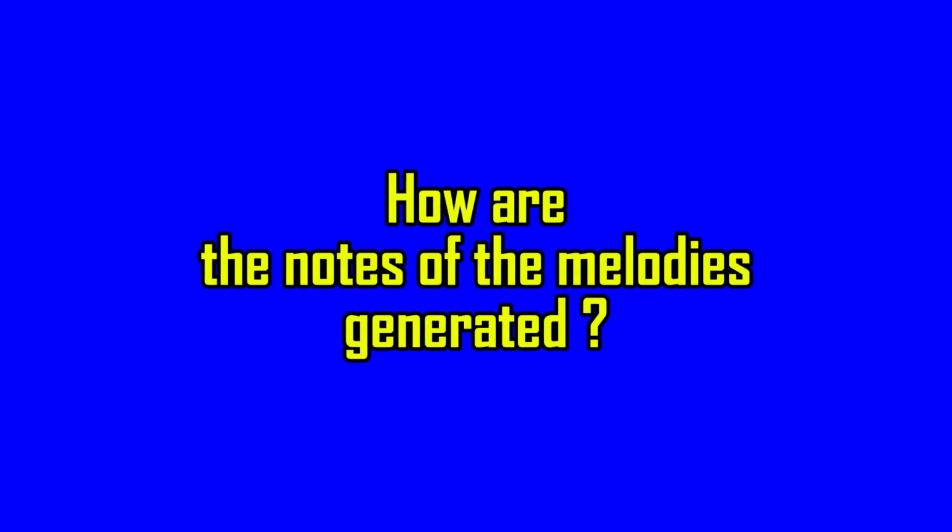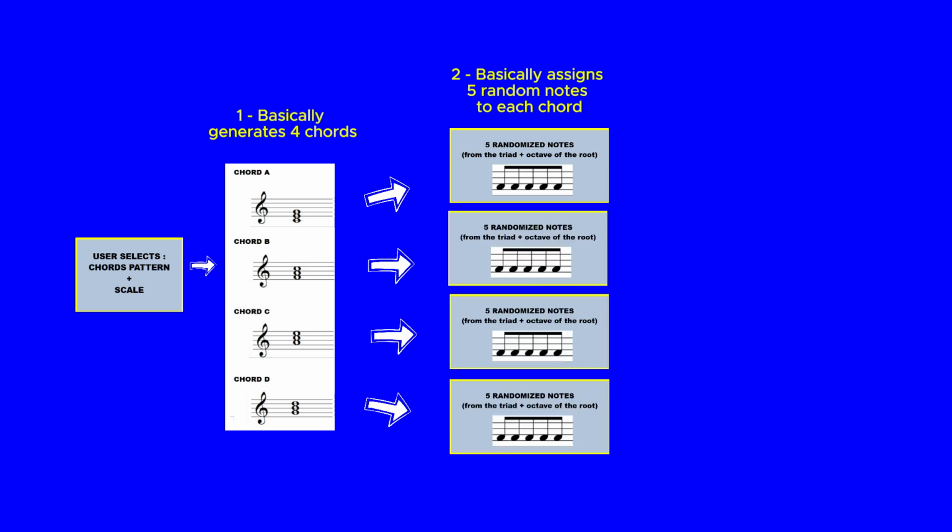Let's now look at the process used by Basically to generate the notes composing the melody associated with each chord. For each of the 4 selected chords, the program creates a succession of 8 notes, respecting 2 constraints. First, for each chord, 5 notes will be randomly chosen from among the triads composing the chords. Next, to obtain our total of 8 notes per chord, Basically must add 3 so-called passing tones.